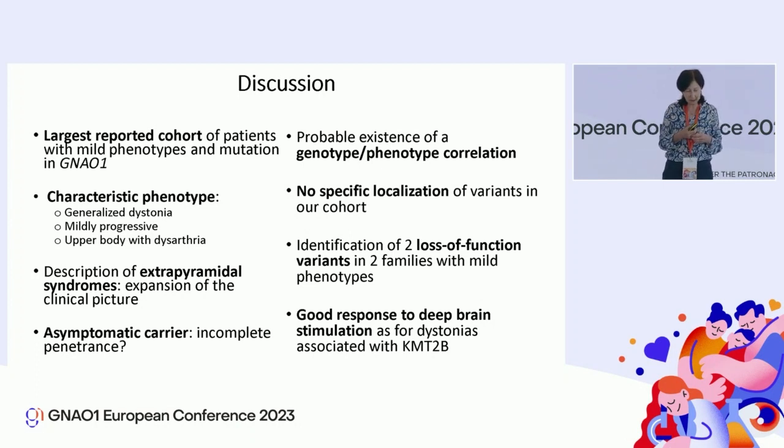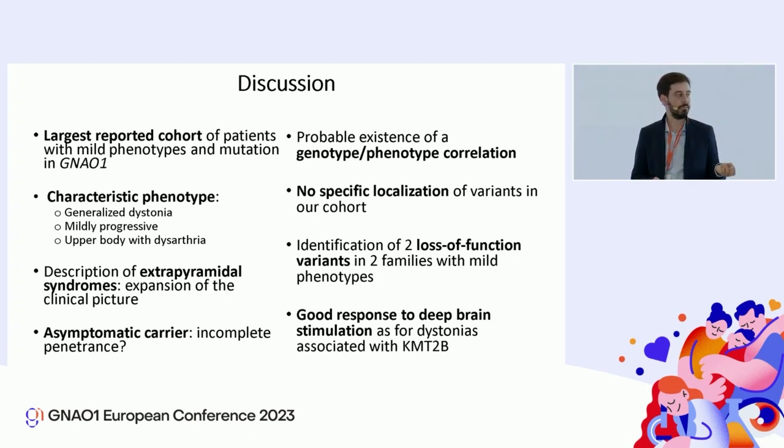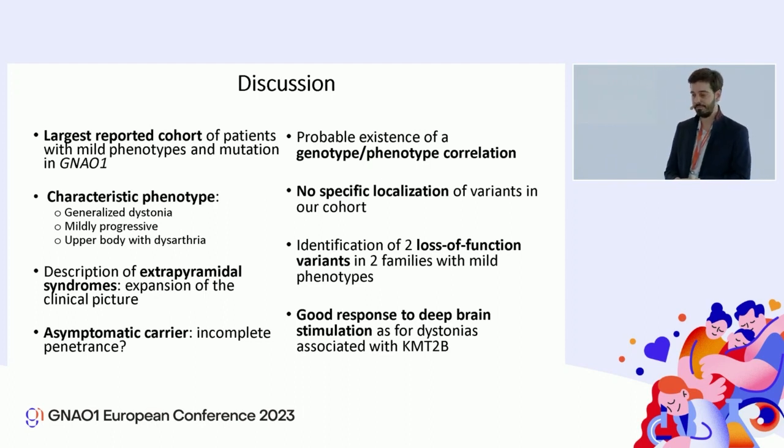What about the asymptomatic carrier? In one of the autosomal dominant families we studied, we identified a completely asymptomatic carrier of the pathogenic variant, which raised the question of whether there could be either incomplete penetrance or very late onset of the disease. It's the family where one of the patients carrying the variant developed dystonia after 40 years of age, and this patient was 30 years of age, so we can't definitely rule out that he won't develop the disease later in life.